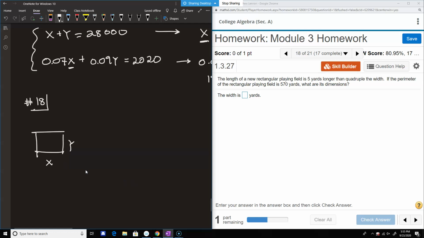So if we call the length, let's say it's X, the length is X, it says that is 5 yards longer than quadruple the width. Well, that would make the width Y, so 4 times Y is quadruple the width, and 5 yards longer would be plus 5. So we know X is 4Y plus 5. Let's look at the next sentence. If the perimeter of the rectangular field is 570, what are its dimensions? Well, perimeter is just twice the width plus twice the length, right? You're adding all 4 sides together. So 2x plus 2y, or 2l plus 2w if you're using L and W.